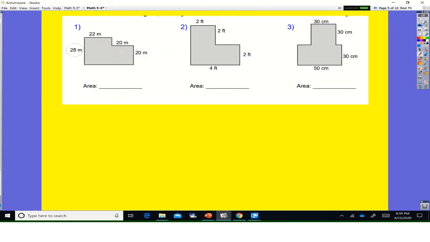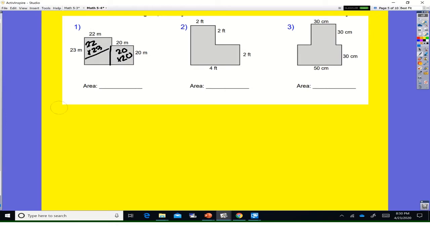Number one here, I want you to think of a way that I can break this complex figure up into different shapes. Now think about what we already know. I broke mine up right there. You may have broken it up somewhere else, that's totally fine. Now what you do is you simply just find the area of each of those. So like this right here, I'm gonna find the area of 22 times 23 in this box. The area right here, I'm gonna do 20 times 20.